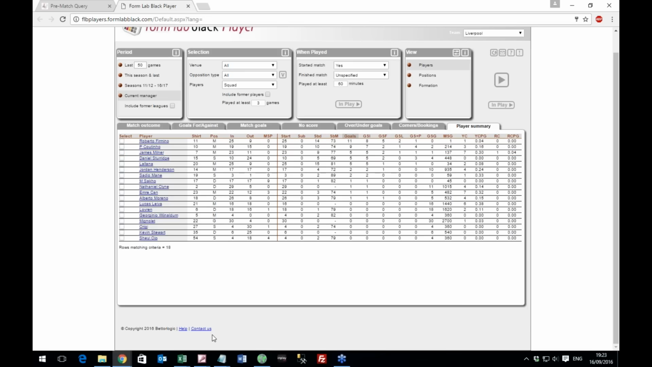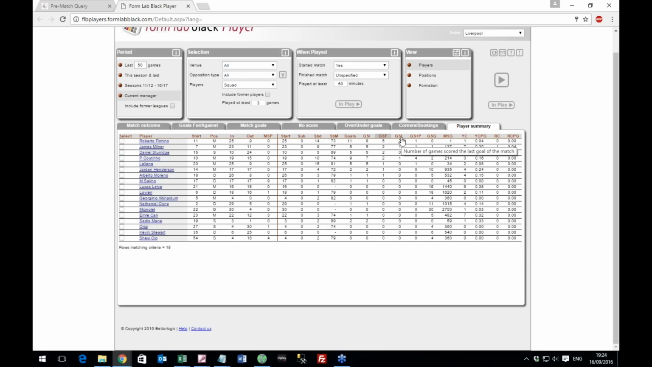We can see that the player with the most goals for Liverpool since Klopp took over is Firmino, but he is not starting tonight, which is going to have a huge effect on them. Coutinho has the second most goals. Some of the other things you can look at are the number of games scored when included, and the number of times they've scored first in the match. Firmino is the only player that scored first in the match more than twice.